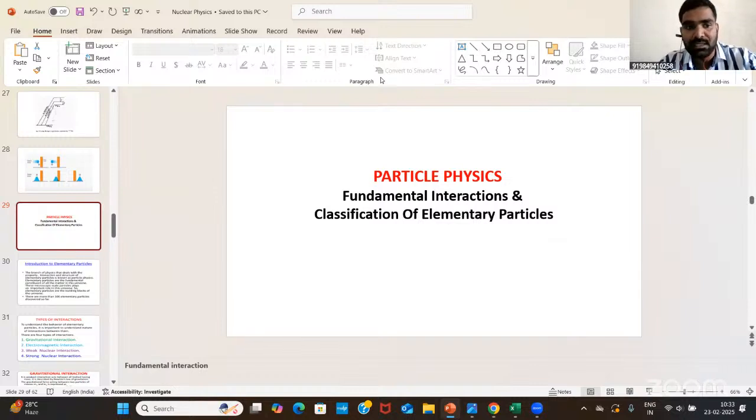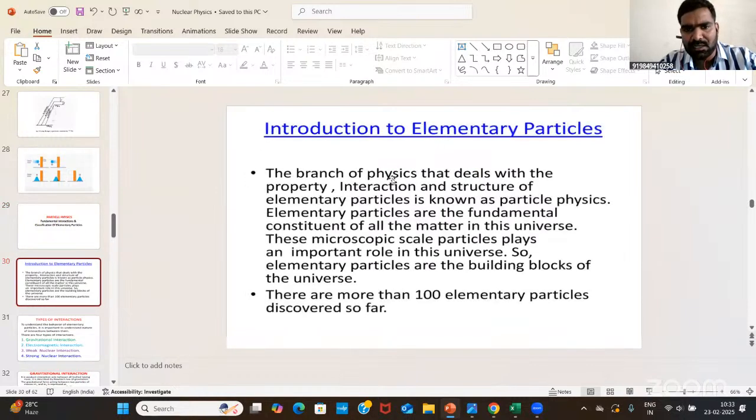Okay, let us see the introduction of these elementary particles. This is the branch of physics which deals with the property, interaction, and structure of elementary particles. We are going to discuss the structure also here. The study of the property, interaction, and structure of elementary particles is known as particle physics. Elementary particles are fundamental constituents of all the matter in the universe. These elementary particles cannot be subdivided. That's why they are the fundamental constituents of all matter and radiation.